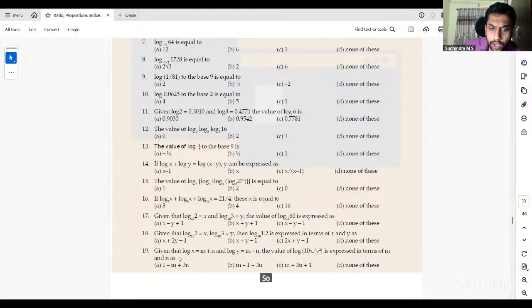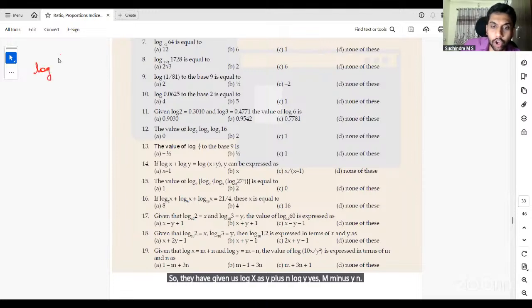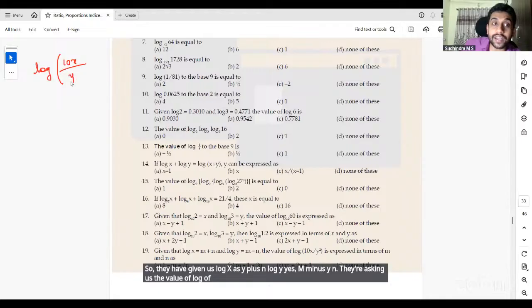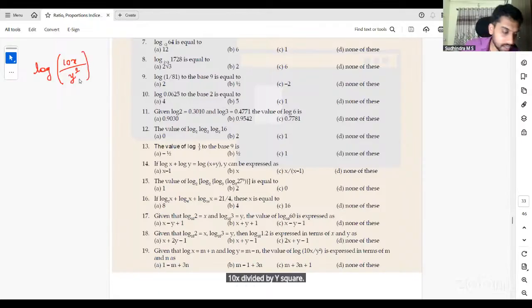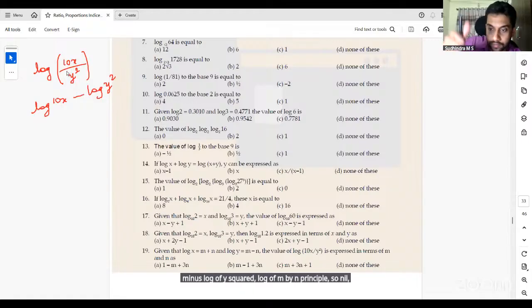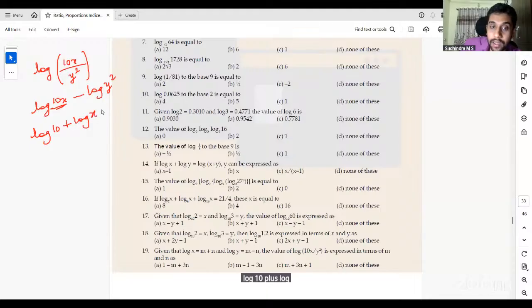So they have given us log x as m plus n, log y as m minus n. They're asking us the value of log of 10x divided by y square. Log of 10x divided by y square can be written as log of 10x minus log of y square, by the log of m by n principle. So log of 10x can be written as log 10 plus log x, minus log y square, which can be written as 2 log y.